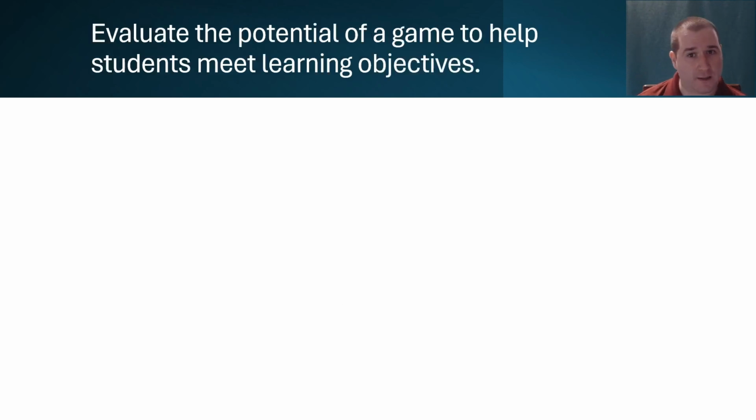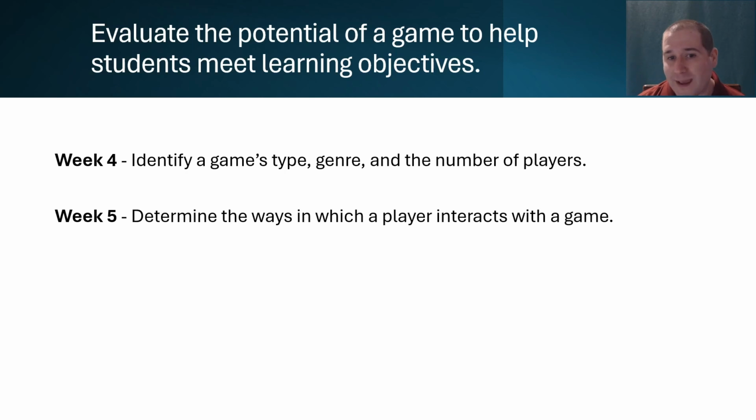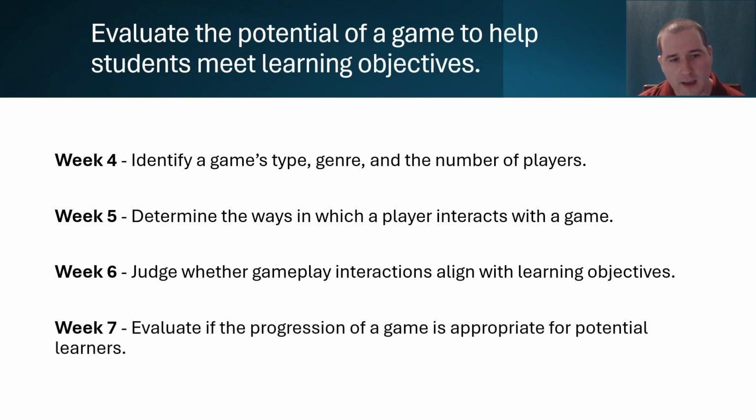To evaluate the potential of a game to help students meet those learning objectives, we're going to learn to identify a game's type, genre, and the number of players, to determine the ways in which a player interacts with a game, how to judge whether gameplay interactions align with learning objectives, and how to evaluate if the progression of a game is appropriate for potential learners.